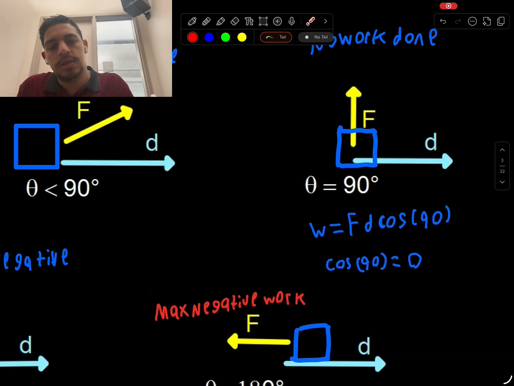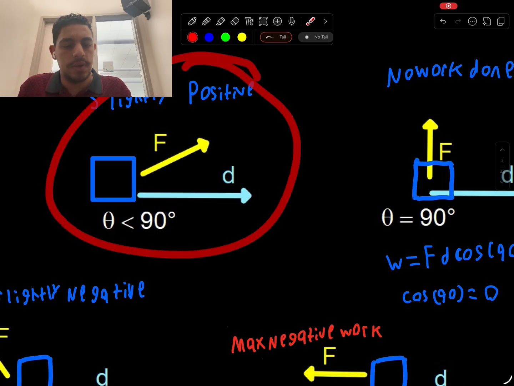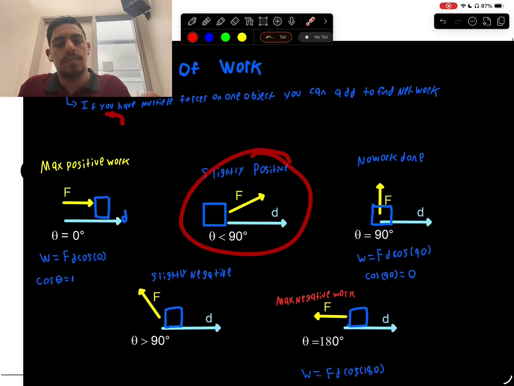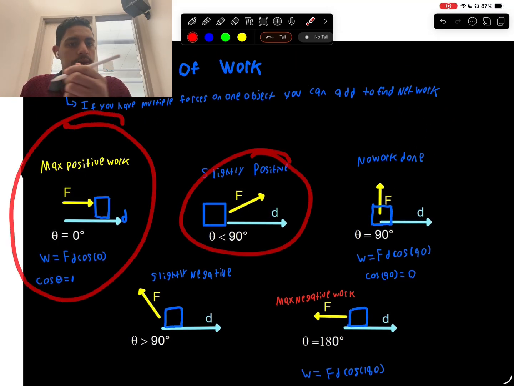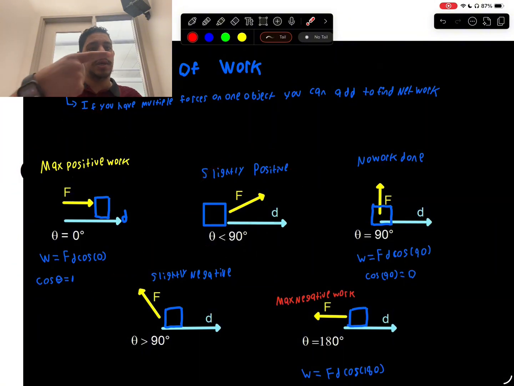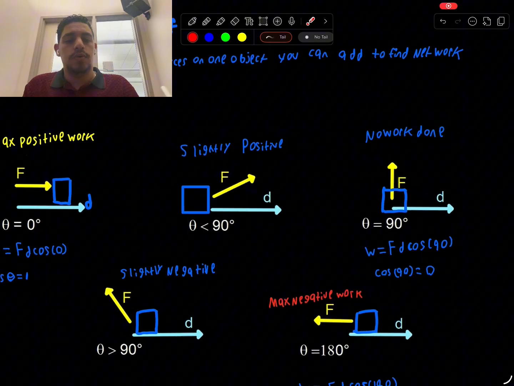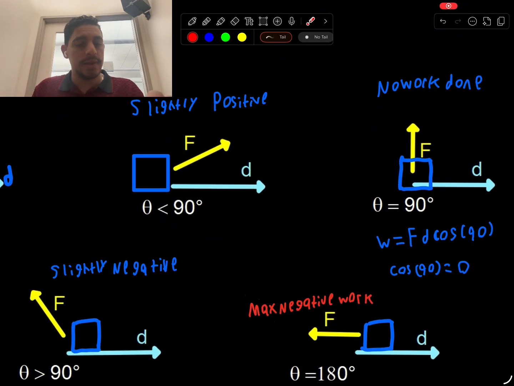So this would be slightly positive work, okay? This would be the maximum amount of positive work that you can have because the work is purely moving the object this way. There's no resistance, okay? What you have over here is slightly positive. There's some resistance. It's not necessarily 100% of the force being applied this way. There's a little bit of the force in the y direction as well, which is right here.